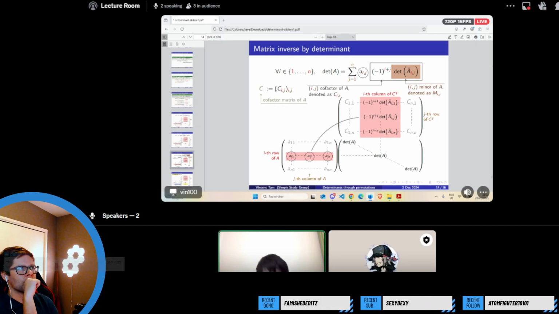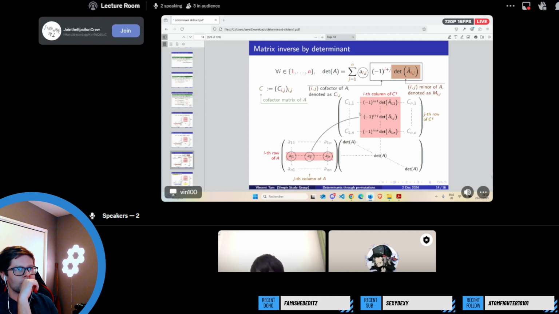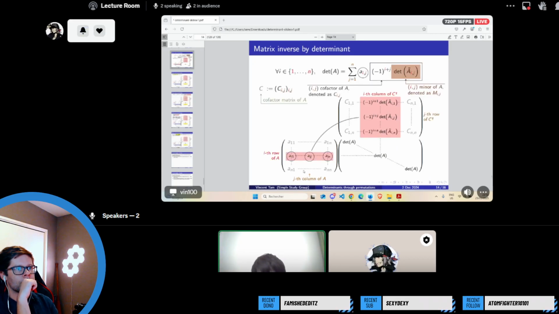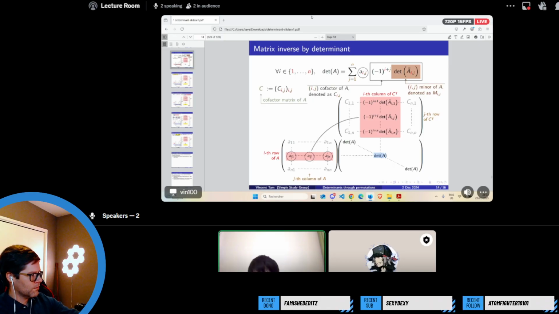And then we use it to form a matrix, and we found that if you take a closer look into the linear structure, you will see that the diagonal entries of A C transpose are equal to determinant A, due to the cofactor expansion theorem that we have just proved.